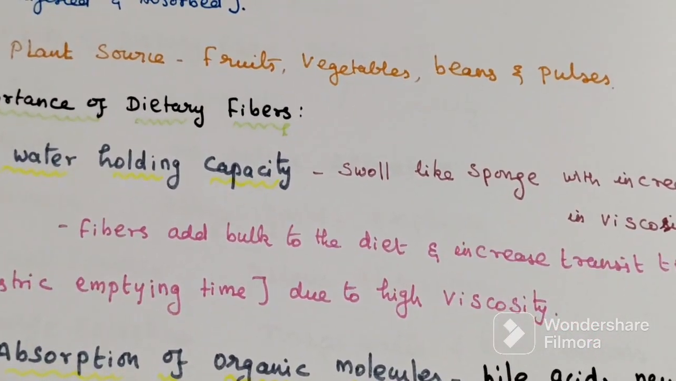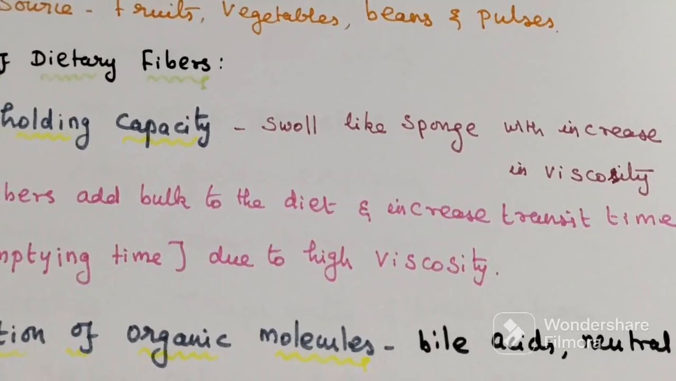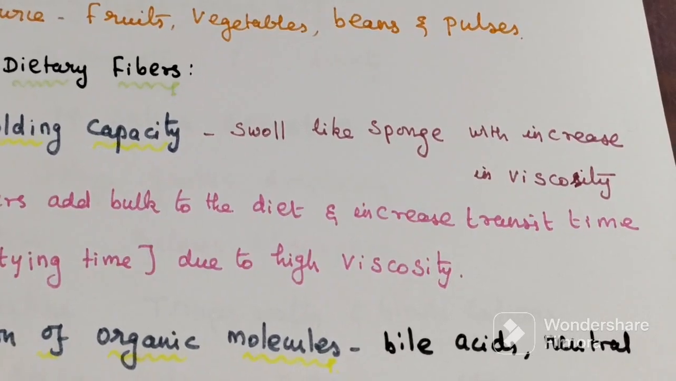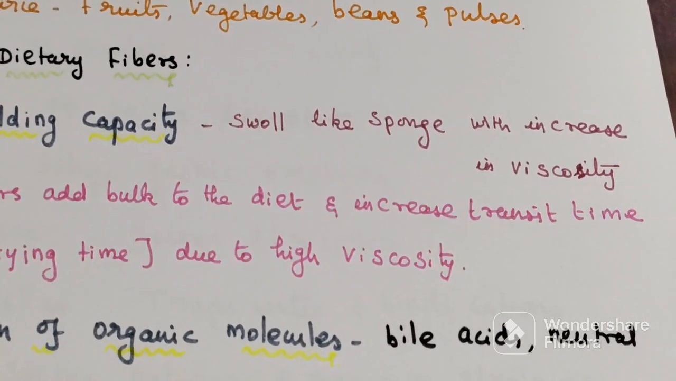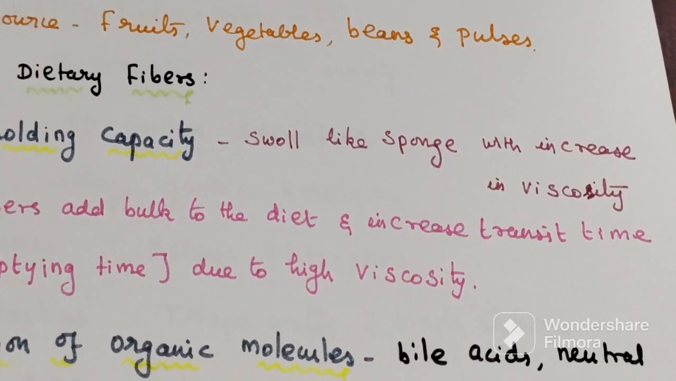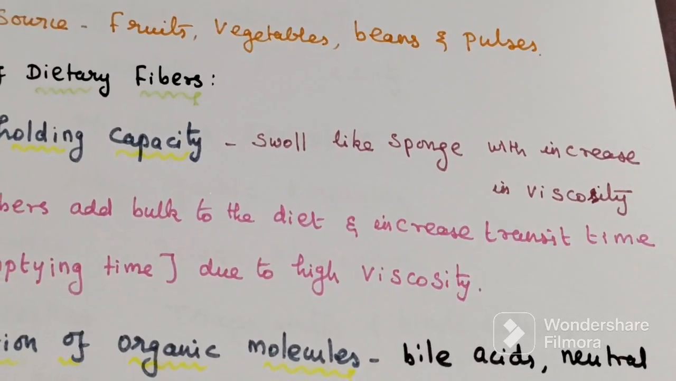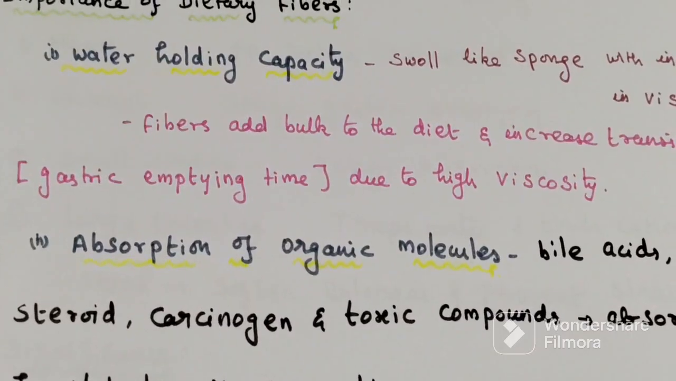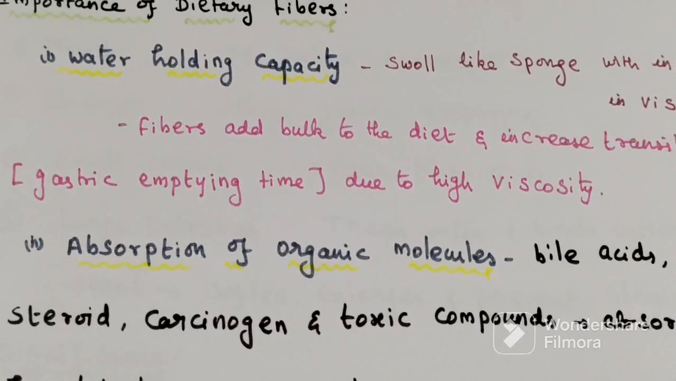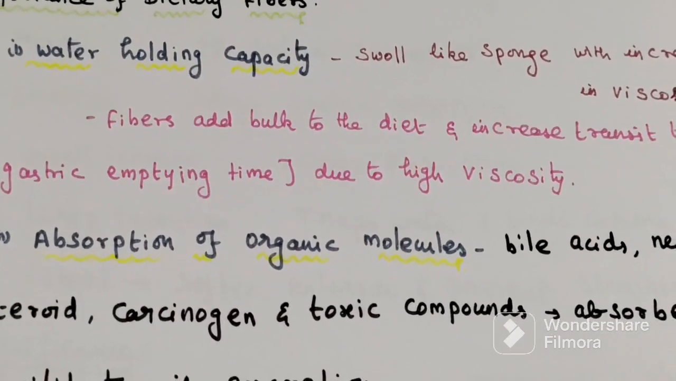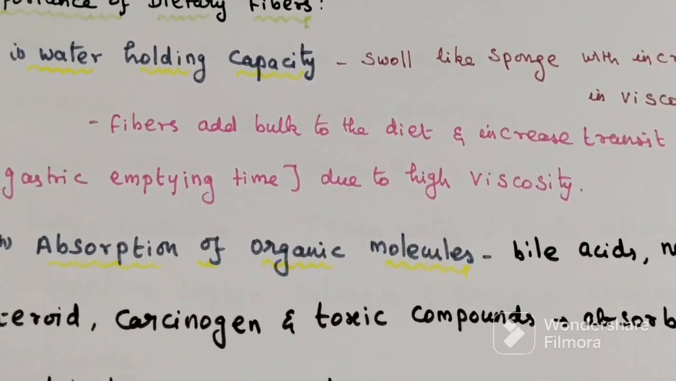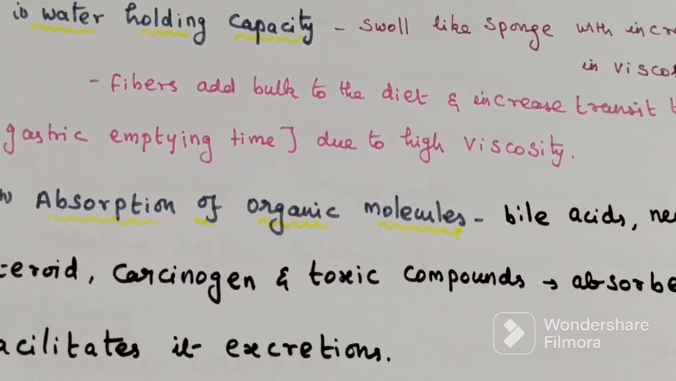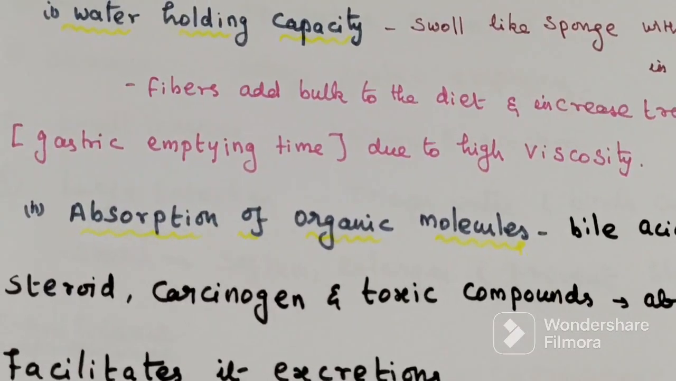Dietary fiber has the property of holding water, and it swells like a sponge with increase in viscosity. So it has water holding capacity. Thus fibers add bulk to the diet and increase transit time in the gut. That means gastric emptying time, from stomach to small intestine, is slower due to high viscosity.